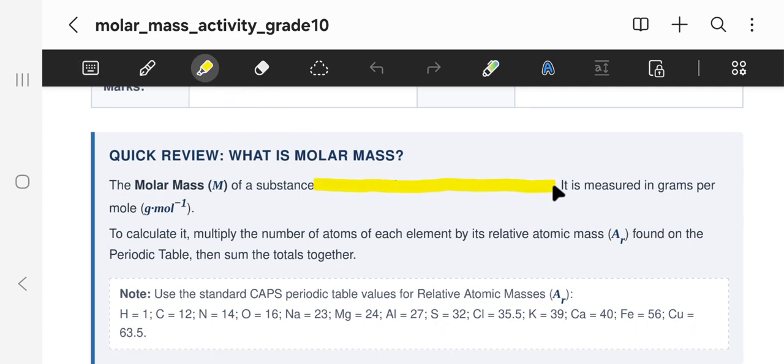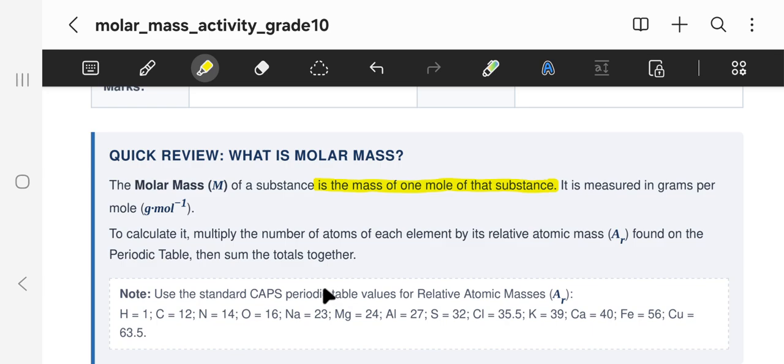Molar mass is the mass of 1 mole of that substance, and it is measured in grams per mole, which is this unit here: g·mol⁻¹. To calculate this molecular mass, we multiply the number of atoms of each element by its relative atomic mass, which is found on the periodic table, and then we sum the totals together.